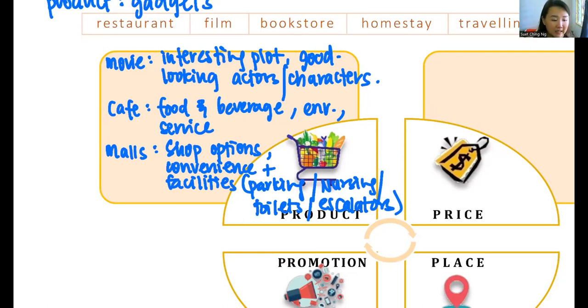OKU friendly, yeah. Now, let's say gadget. Okay, usually when they talk about gadget, it's one of two things: mobile phones or laptops. If they talk about laptops, what can you talk about?